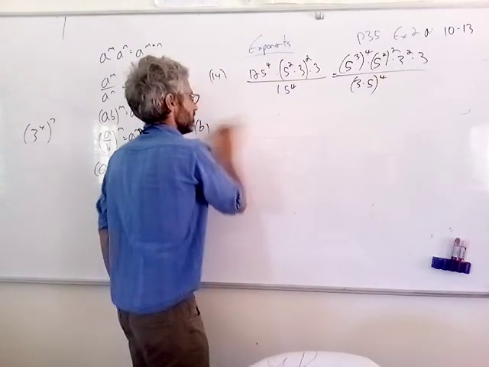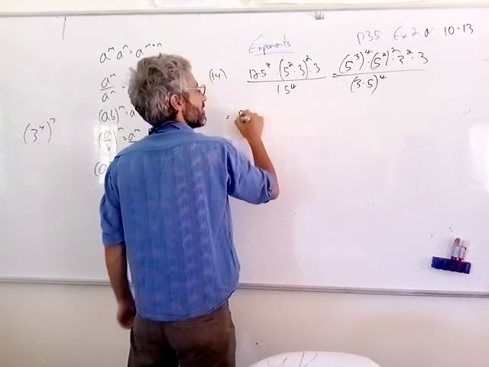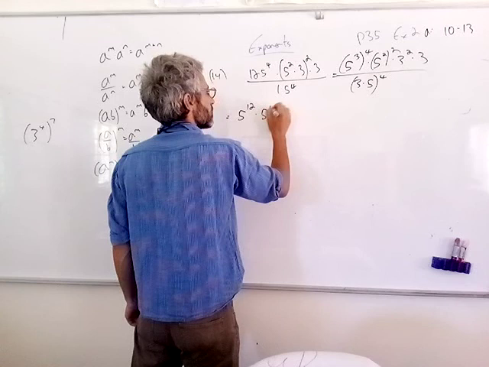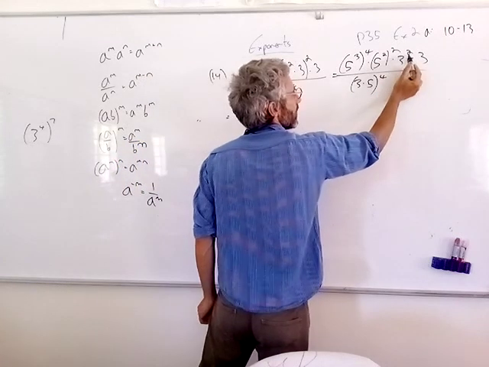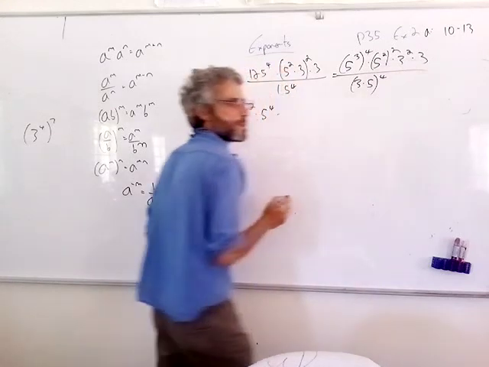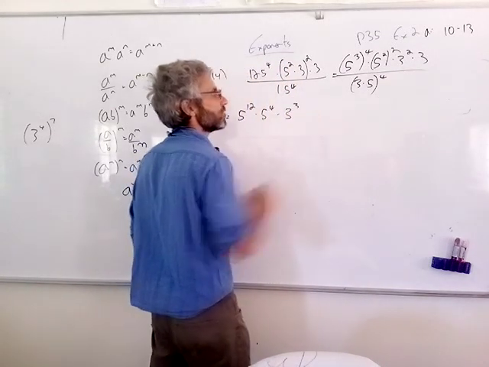Need some more space. Okay, so now let's start opening up. 5 to the power of 12 times 5 to the power of 4. Please check me, guys, I make mistakes. This one, I know you often get confused. What is 3 squared times 3? 3 cubed. Good. 2 plus 1.